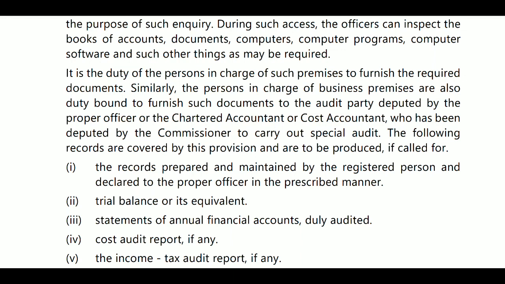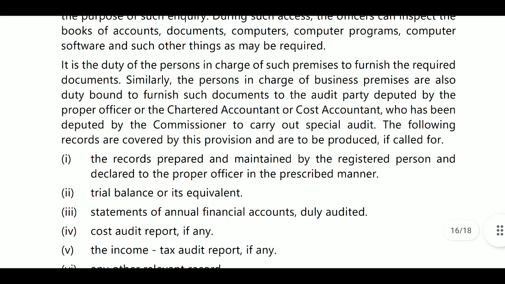Similarly, the person in charge of business premises is also bound to furnish such documents to the audit party deputed by the proper officer, or a chartered accountant or chartered cost accountant. He may be a chartered accountant or cost accountant deputed by the Commissioner to carry out the special audit. For such a person who comes for special audit, the person in charge is also required to provide whatever information they require.